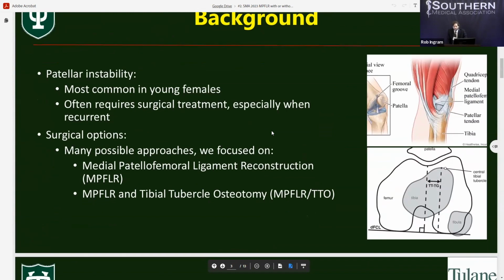To start and give some background about our project, patellar instability is an injury that most commonly affects a younger patient population. For example, pediatric patients have been found to have up to a 6 times greater incidence of the injury than in the general population. The condition is also found to be more common in females than males.